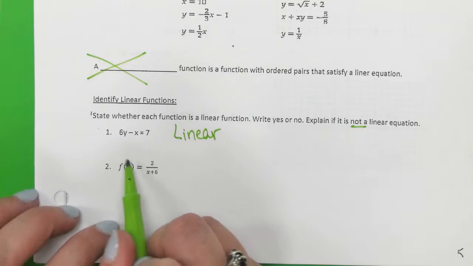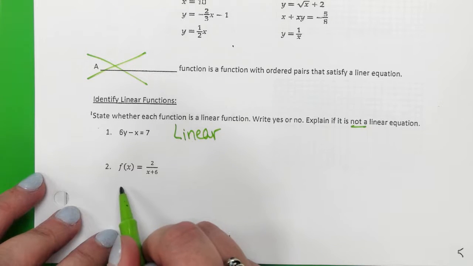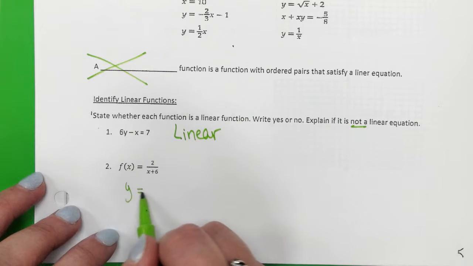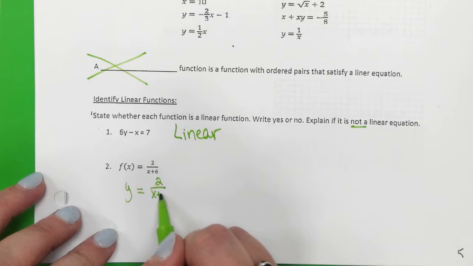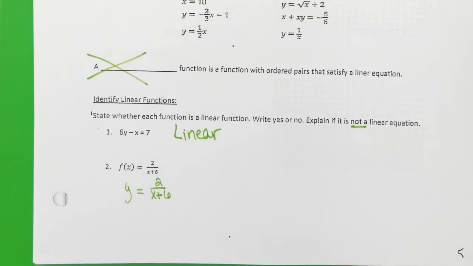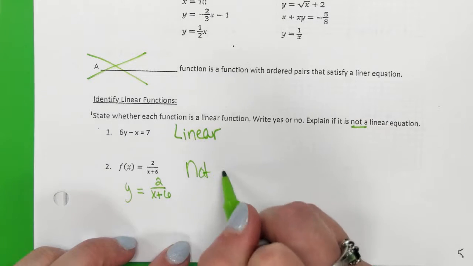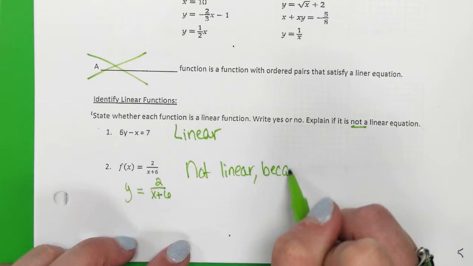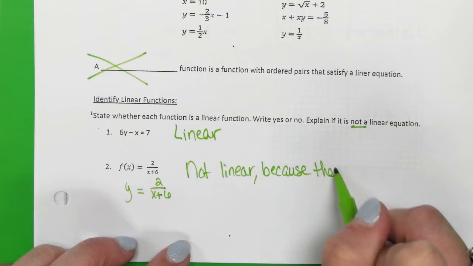F of x is the same as what letter? It's the same as y. There you go. It does equal 2 over x plus 6. Let's look at our cheat sheet. Do we have any letters multiplied together? Do we have any letters in the denominator? Yes, we do. So this is not linear because there is a variable in the denominator. Very good.